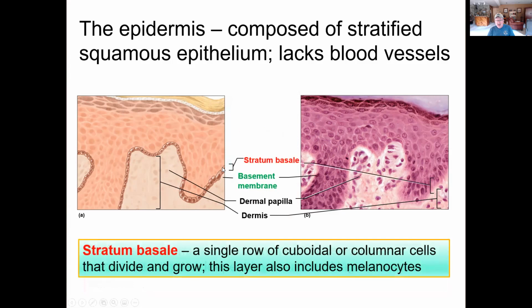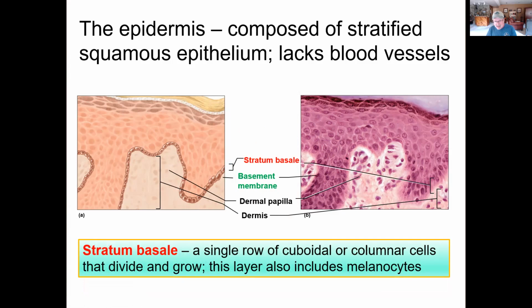So this first layer, this deepest layer of the epidermis, is literally 1 cell layer thick. It's called the stratum basale layer. Some books will actually refer to it as the stratum germinativum.